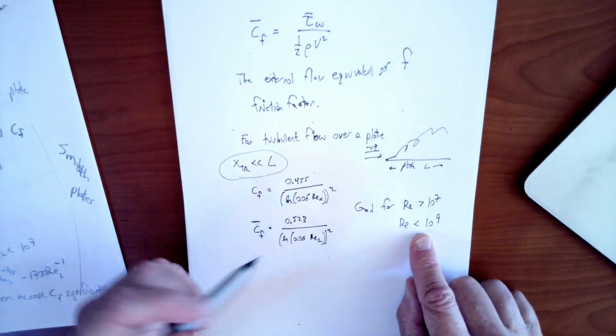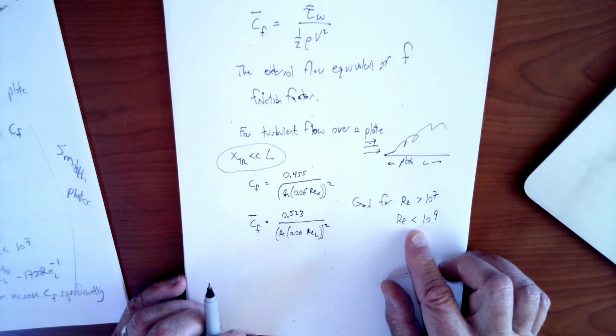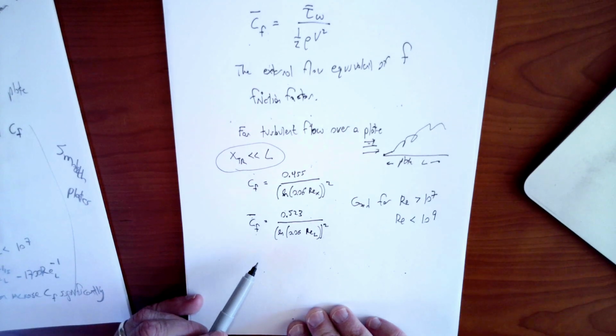And then at some point this relationship breaks down. If your Reynolds number gets too high, you've got to go find a different relationship. All right. So that's one set of relationships.